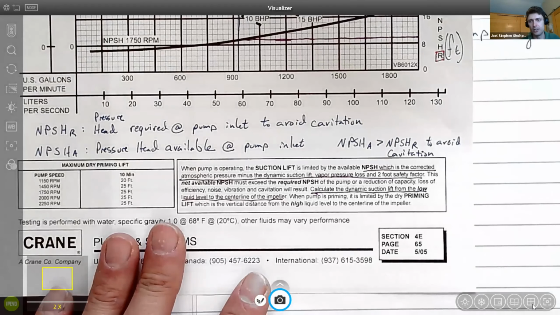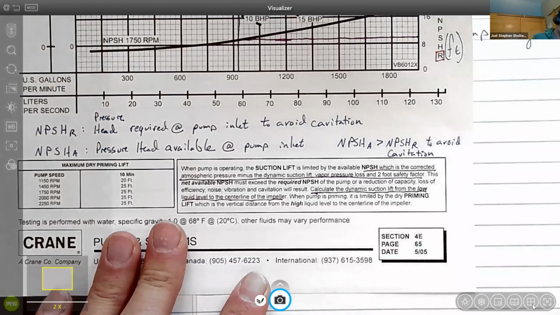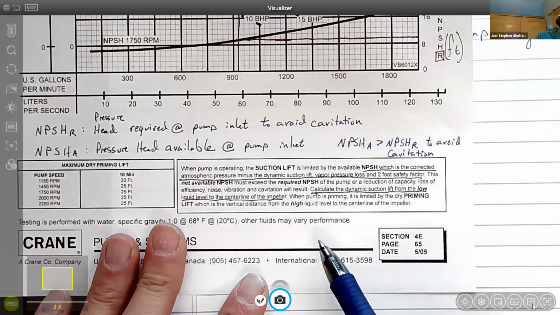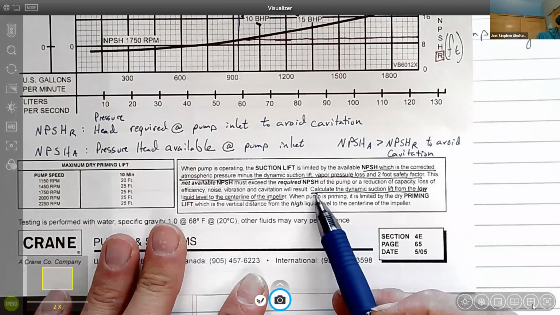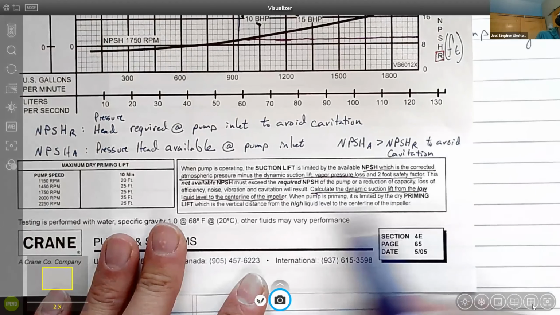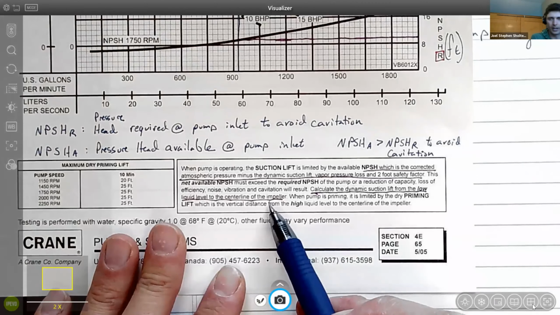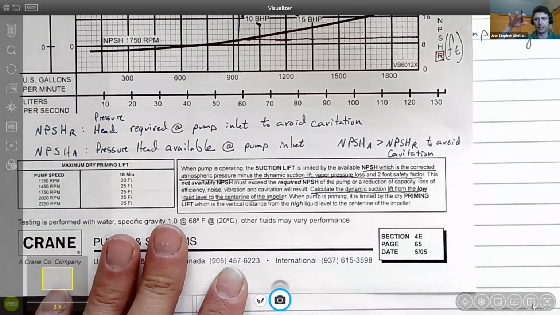Vapor pressure is going to change depending on the temperature of the water and the elevation of the system. Then it says we want to calculate the dynamic suction lift from the low liquid level, so the lowest the water is going to be. You can imagine in a canal, water is going to come up and down. In a reservoir, water is going to come up and down. So we want to know the limiting circumstances.